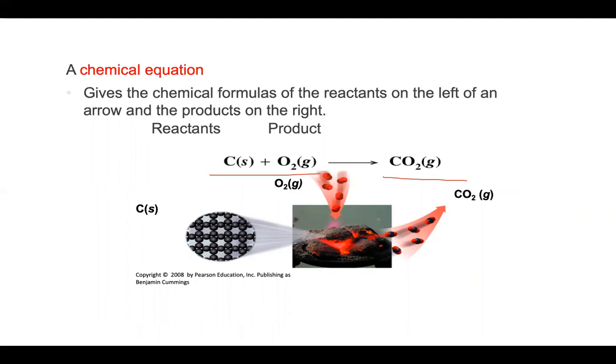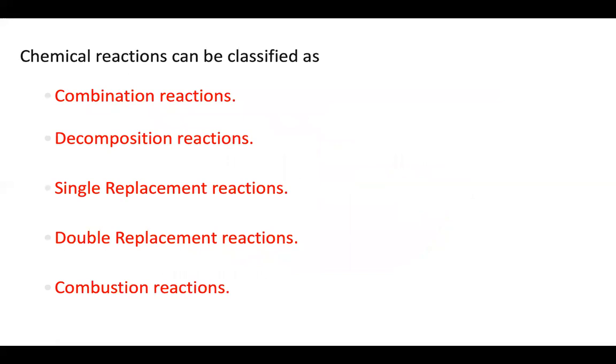And normally what we have on the arrow are the conditions of the reaction: temperatures, pressures, and catalysts that you may be adding to your reaction in order for the reaction to take place. Now let's see which are the different types of equations that we can have. Chemical reactions can be classified as combination or synthesis reactions, decomposition reactions, single replacement or single displacement reactions, double replacement or double displacement reactions, and combustion. Let's see examples of them, okay?